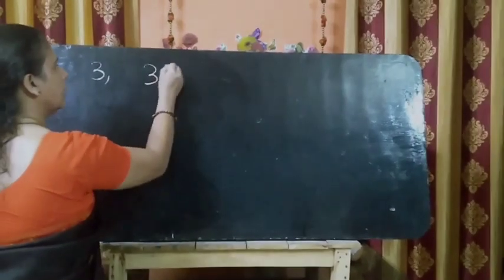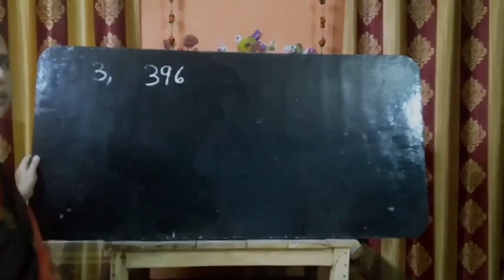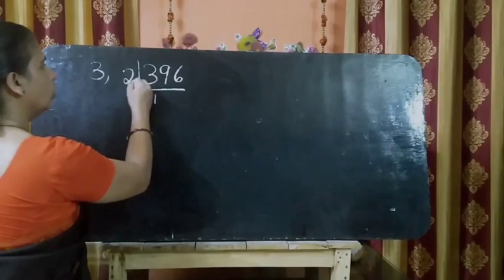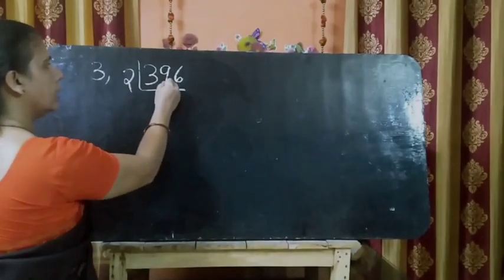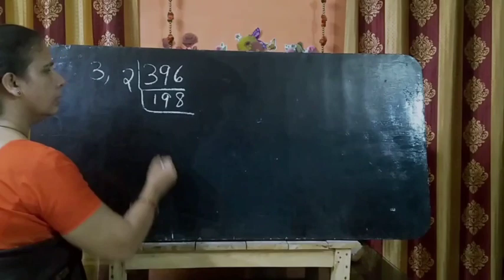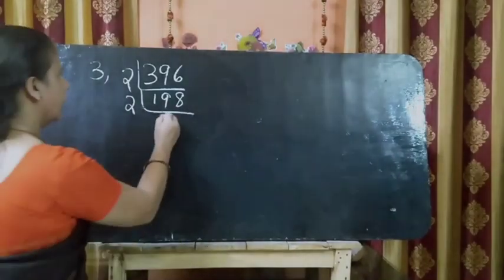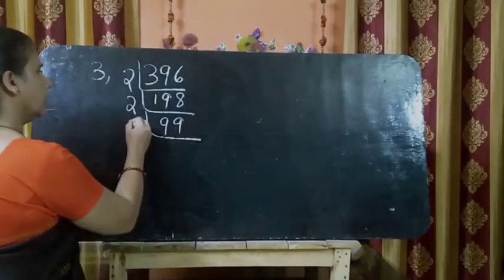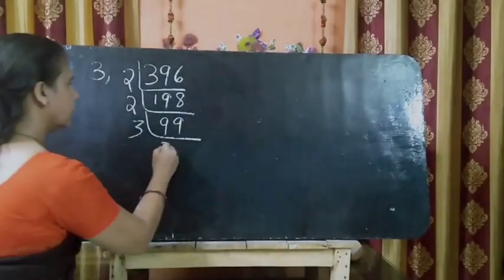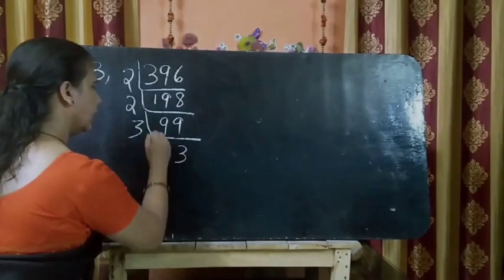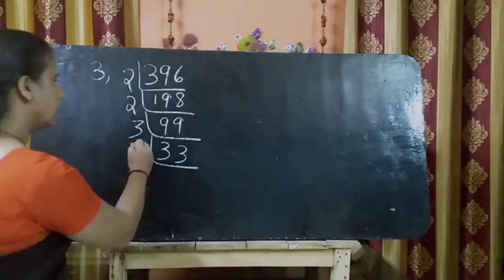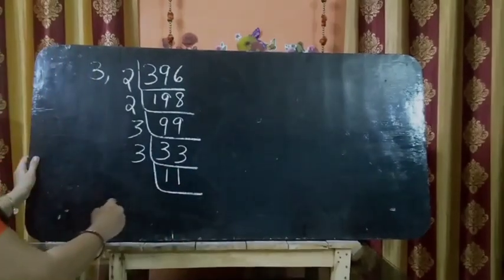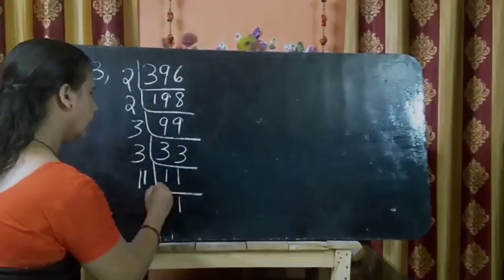Next number is 396. Take the prime factors of this number. Factor 2. 1 into 2, 2. 9 2s are 18. Then factor 2. 9 2s are 18. Then next factor is 3. 3 3s are 9. Again factor is 3. 1 3 3. Next factor is 11. 1 into 11, 11.